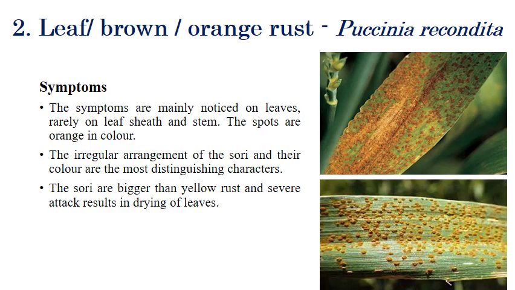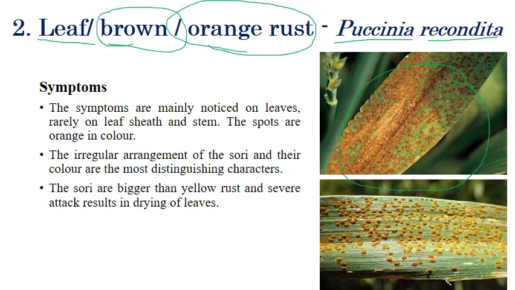Coming to the second disease, that is leaf rust or brown or orange rust, which is caused by Puccinia recondita. Here in stem rust, I told you that the symptoms are mainly observed on stems. That is why it is named stem rust. So here in leaf rust, the symptoms mainly occur on leaves. On the right side, as the name itself indicates, brown to orange color rust pustules appear on the surface of the leaf. The irregular arrangement of sori and their color is the most distinguishing character.